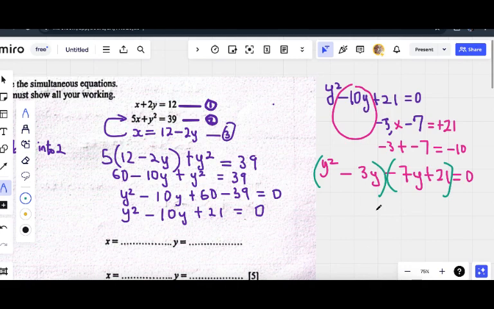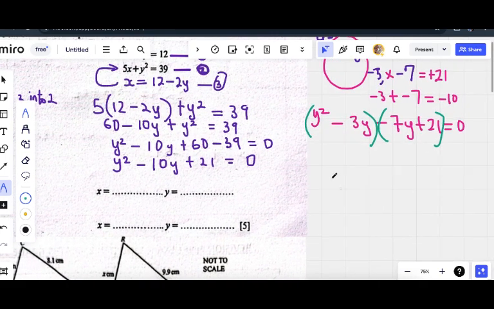Okay, now the next step is to factorize each of the brackets. Factorize means you find what is common between the two terms in the bracket, and you take it out. Now, if you look at y squared and 3y, what's common between these two terms is y. So you take y out.